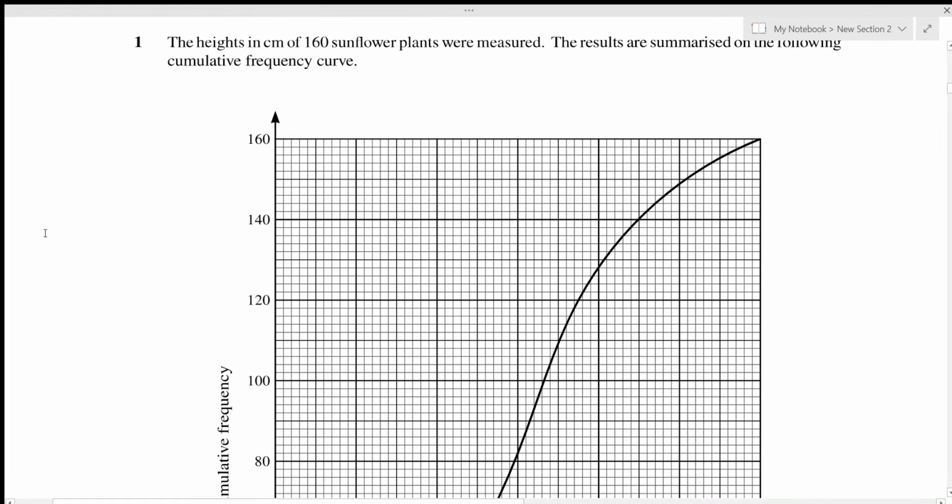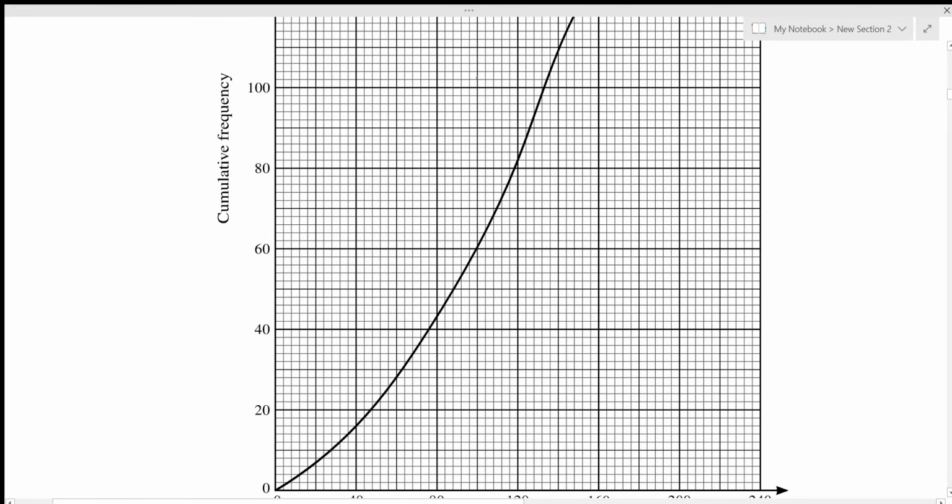For the first question, we're given the heights in centimeters of 160 sunflower plants, and the results are summarized in the following cumulative frequency curve. We can see that this is a less than cumulative frequency curve, so this is less than CF. How do we identify whether it's a less than CF? If it's starting from the lowest point, which is 0, that will be less than CF. If it's starting from the highest point on the cumulative frequency, that will be a more than curve. And in A levels, we only study the less than cumulative frequency curve.